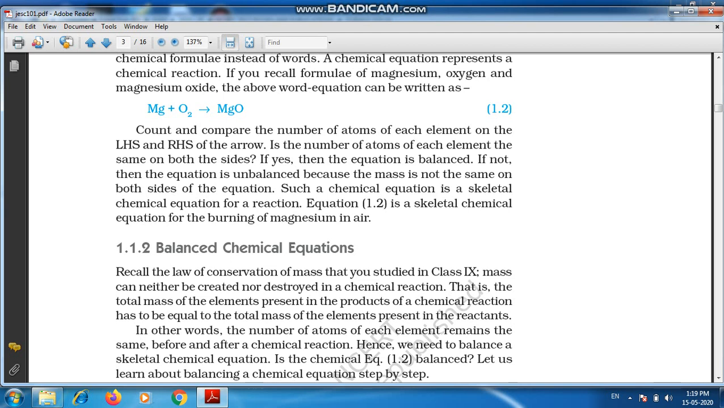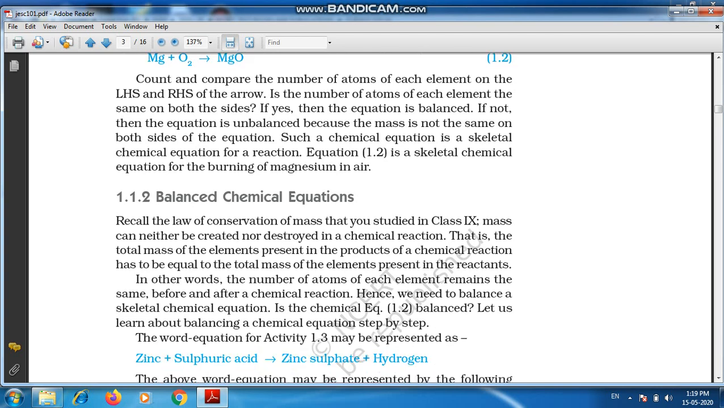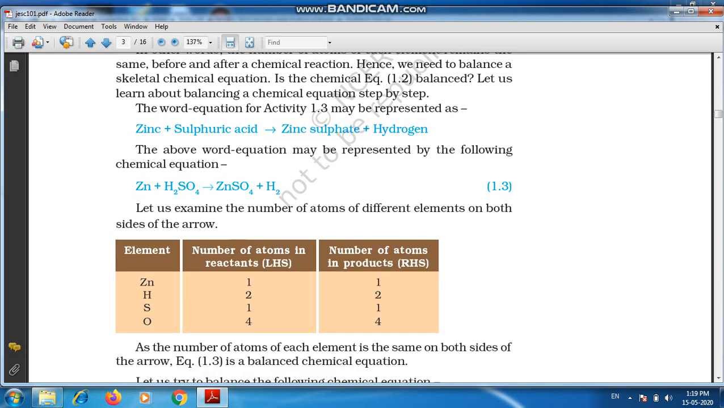Balanced means that both on the reactant side and on the product side, the same number of atoms are there. You can see this equation: zinc plus sulfuric acid gives zinc sulfate and hydrogen gas, which is liberated. Now see how it is represented: Zn for zinc, sulfuric acid H2SO4, and ZnSO4 is the product, zinc sulfate, plus hydrogen gas.